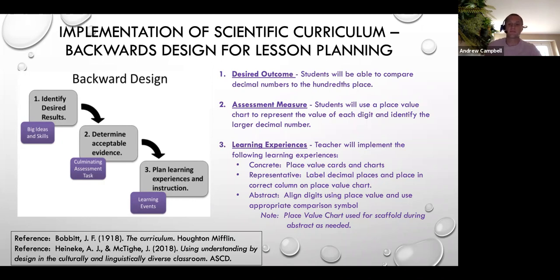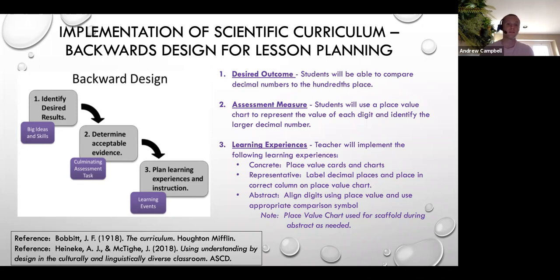learning experiences. Again, you can see these are just some examples of how I went from the concrete, representative, and abstract, along with including some measures for scaffolding. But these are all based upon the theories of Bobbitt, in which he begins by saying that we must start focusing on the explicit desired outcomes of our students. From there, I took some of the information from the ASCD and implemented their specific backwards design.